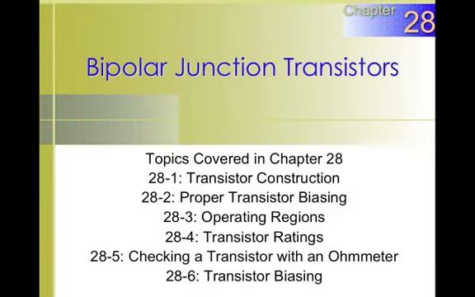Okay, so that covers chapter 28-1 and chapter 28-2, which talks about the transistor construction, PNP, NPN, and then also the proper transistor biasing, forward biasing, and reverse biasing based on the emitter and collector. The next sections will be 28-3, 28-4, and 28-5. In your lab, you're going to be paying attention to 28-5, which is checking a transistor with an ohm meter.